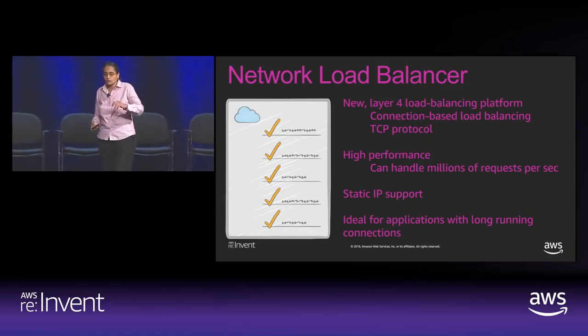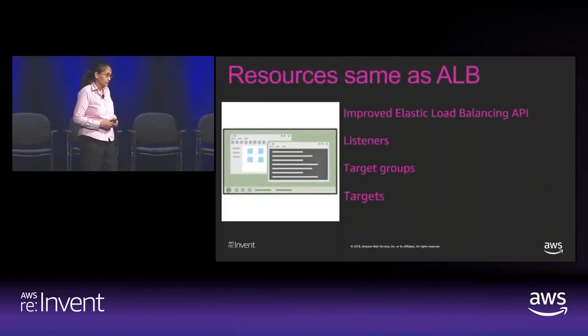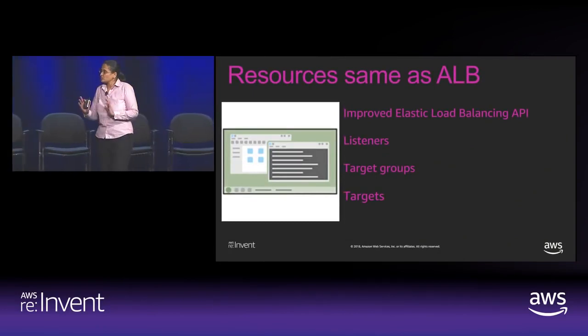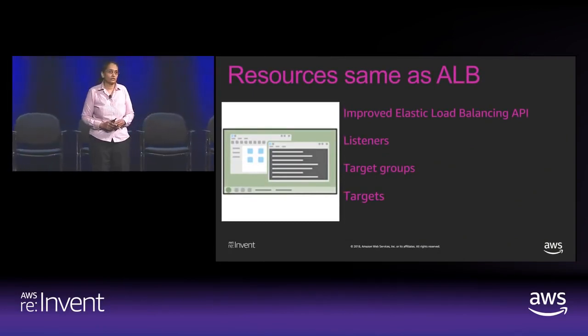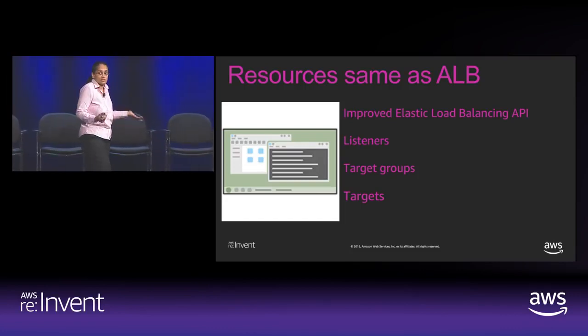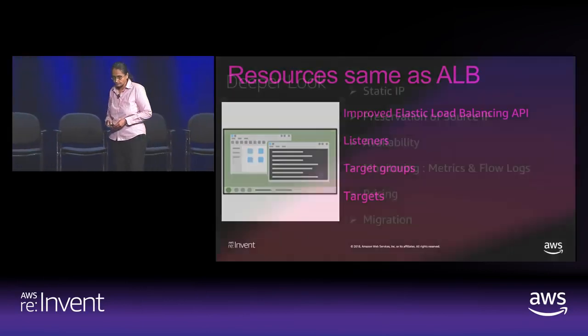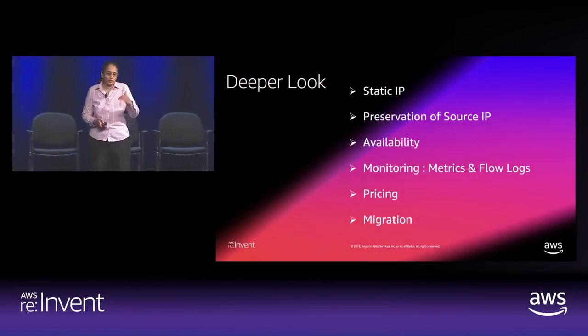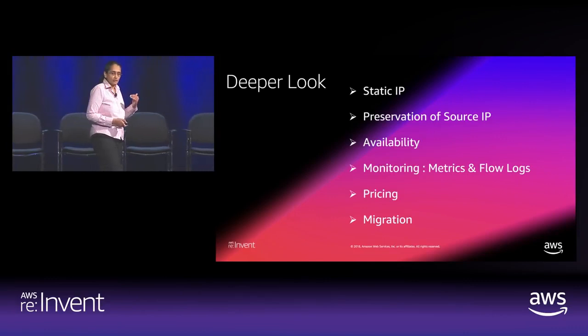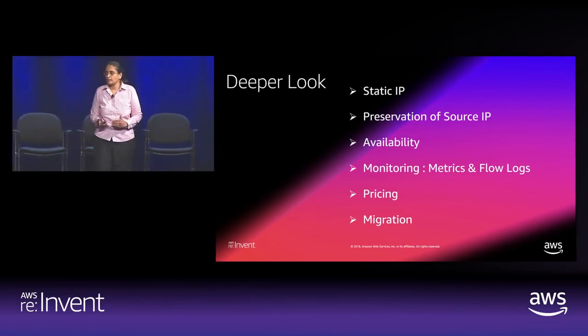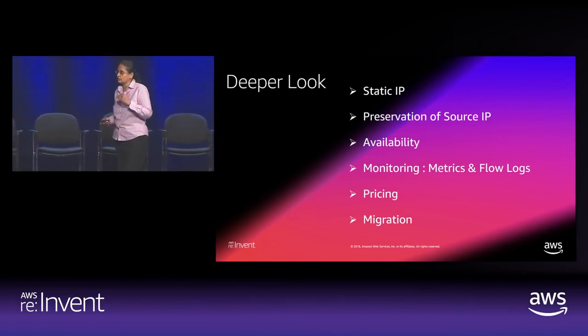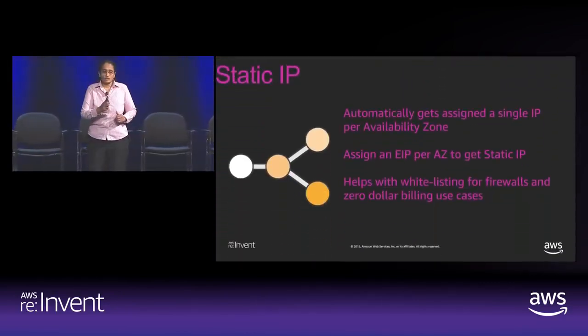Let me walk you through some of the features on the network load balancer. Before the features, the resource types and the APIs on the network load balancer are exactly the same as the application load balancer: same listeners, target groups, and targets. So we'll go deeper into each of these features, the static IP, the preservation, and the platform features, which are availability, monitoring, pricing, and migration for the network load balancer. Let me start with the static IP feature.